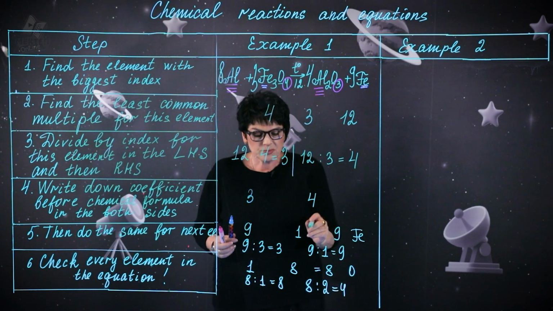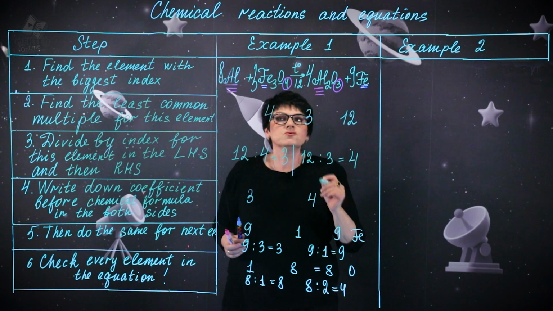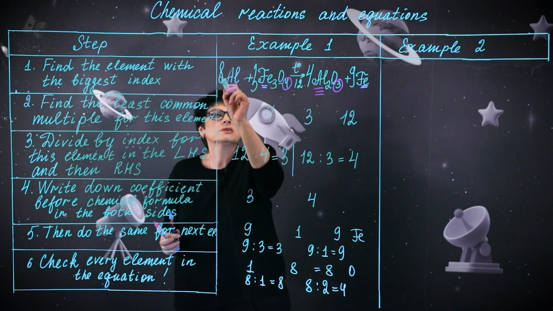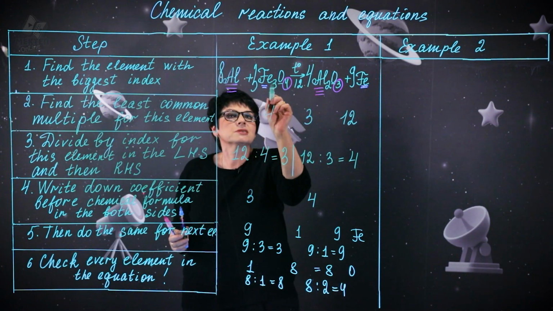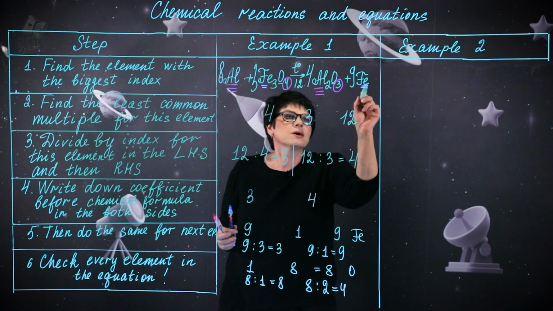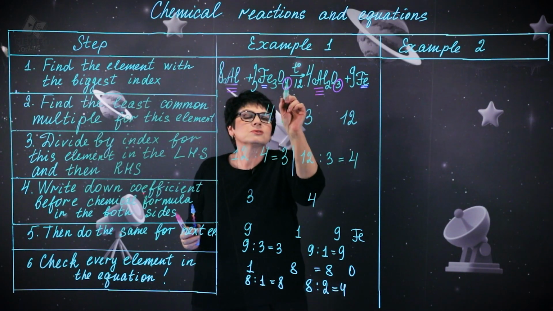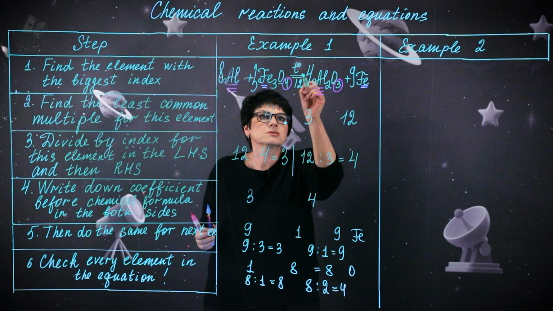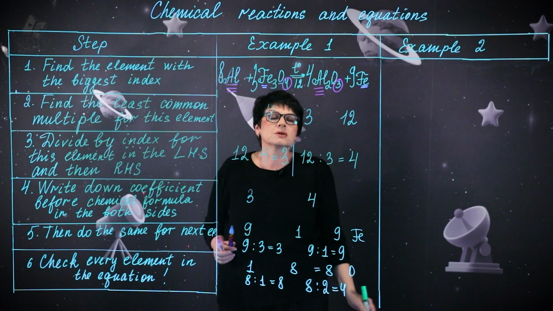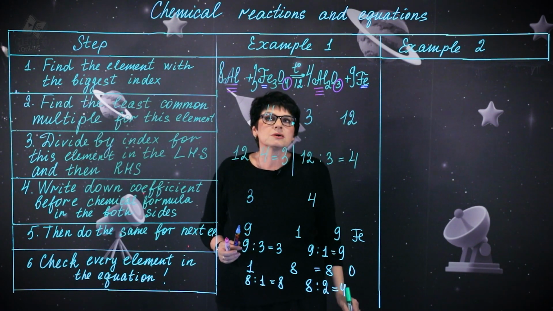We simply need to check. Let's examine this as an oral assignment. We have 8 aluminum on the left side and 8 on the right side, 9 iron on the left side and 9 on the right side, and 12 oxygen on the left side and 12 on the right side. Okay, our equation has been equated. That was a reaction, as you can see.